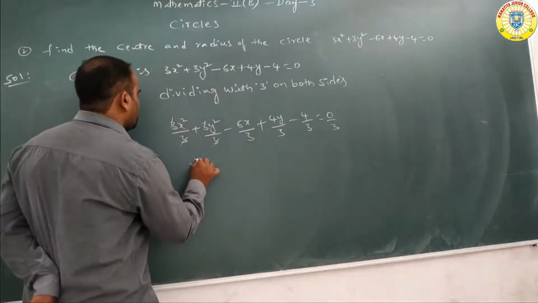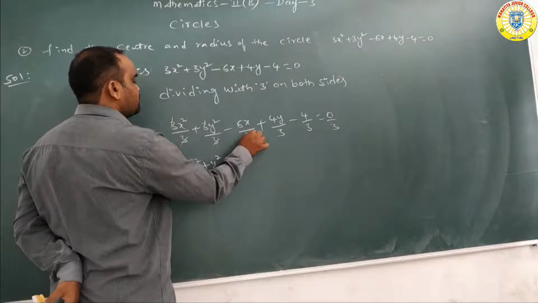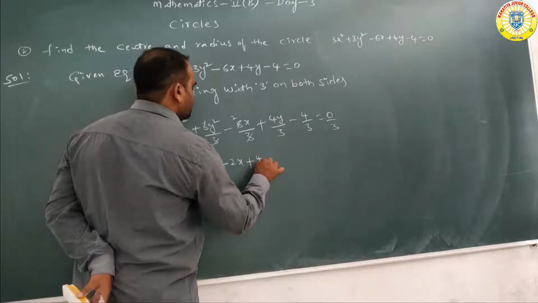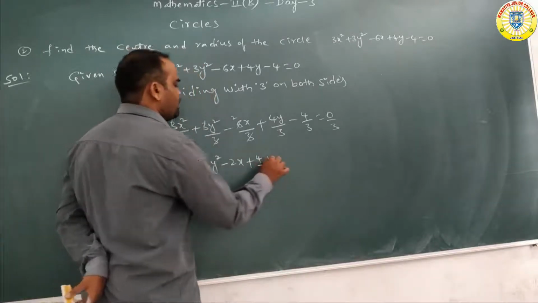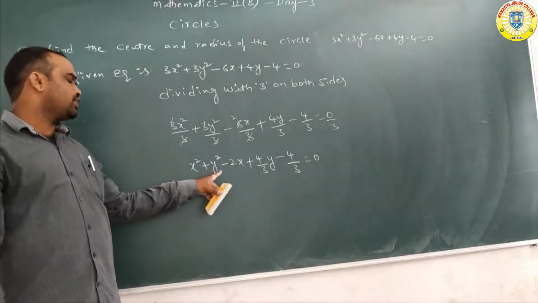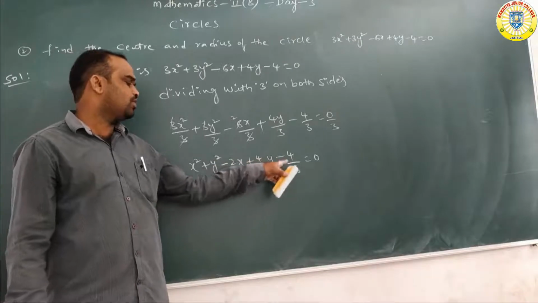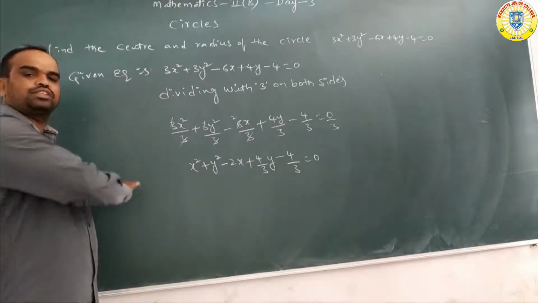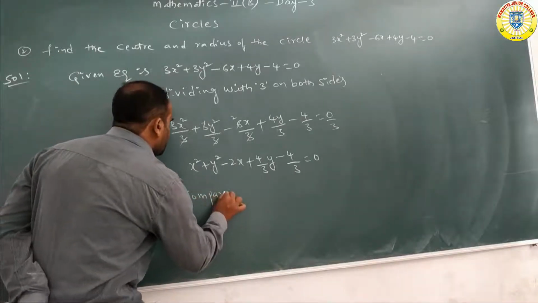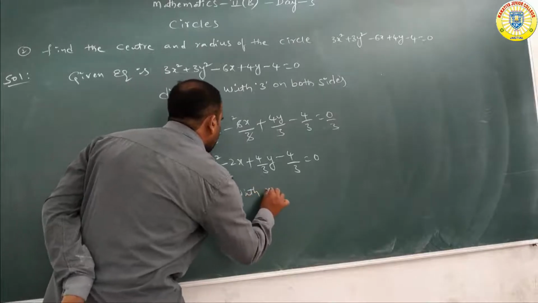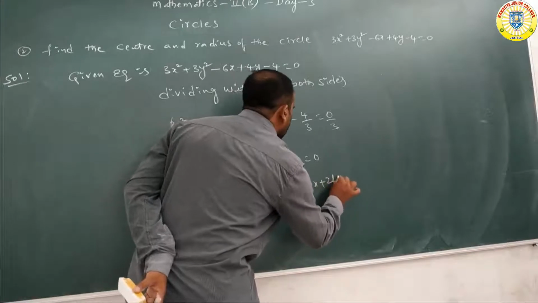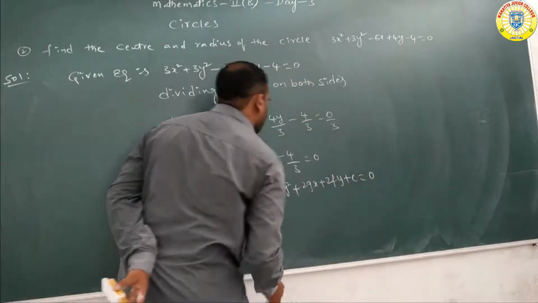So what we get is x square plus y square minus 2x plus 4 by 3 into y minus 4 by 3 is equal to 0. This is the general form. Compare the above equation with x square plus y square plus 2gx plus 2fy plus c is equal to 0.